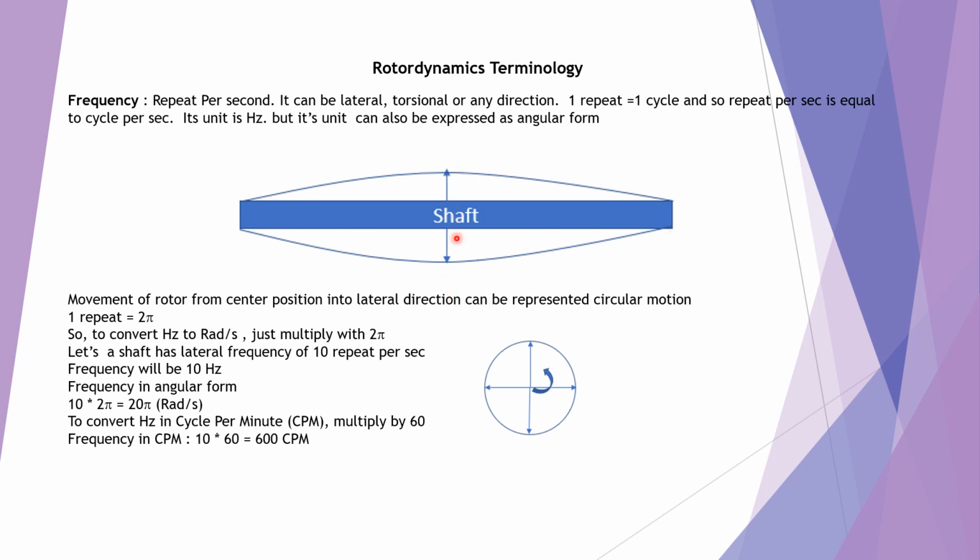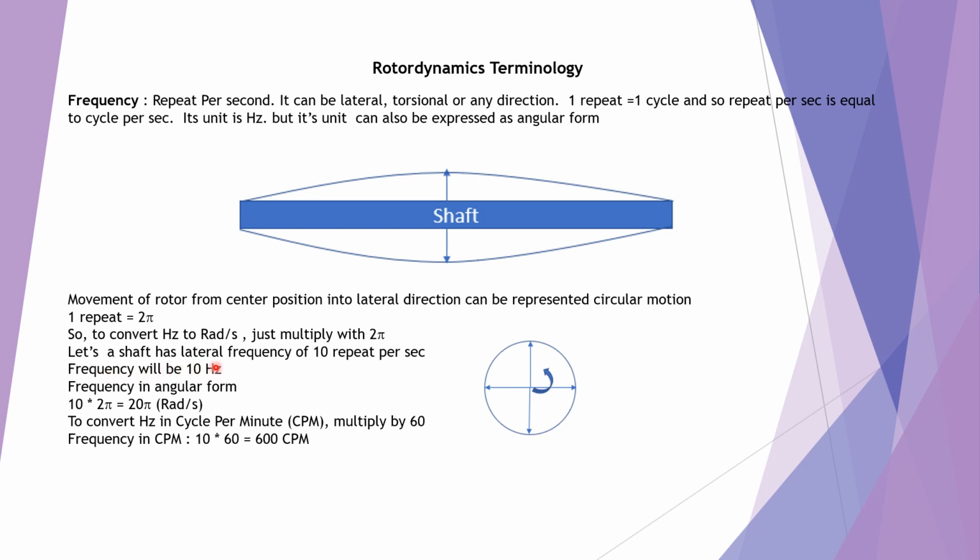Like this is a lateral direction movement, this is a circular motion. Movement of the rotor from the center position in the lateral direction can be represented as circular motion. Say one repeat is equal to 2 pi. So to convert hertz to radian per second, just multiply by 2 pi, because in one revolution it will cover 2 pi.